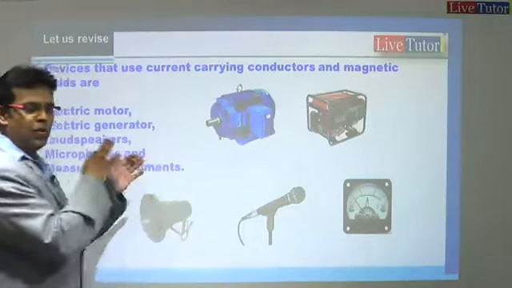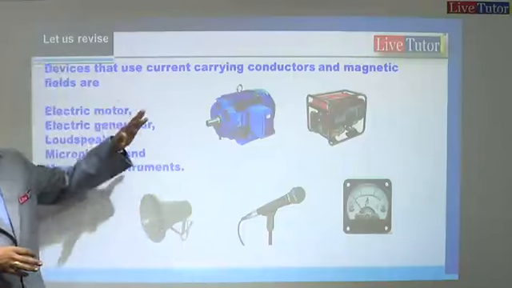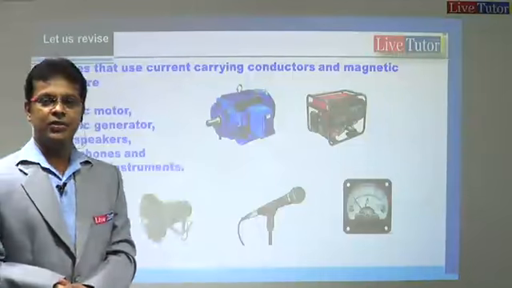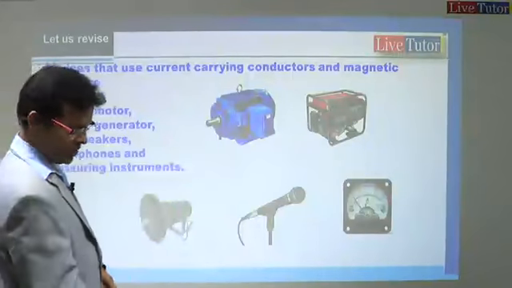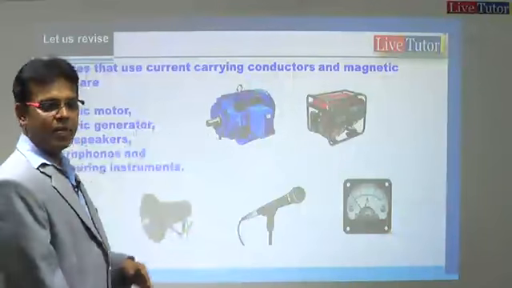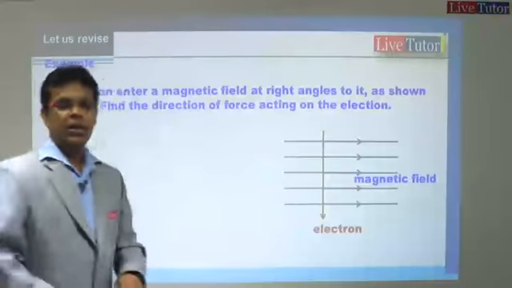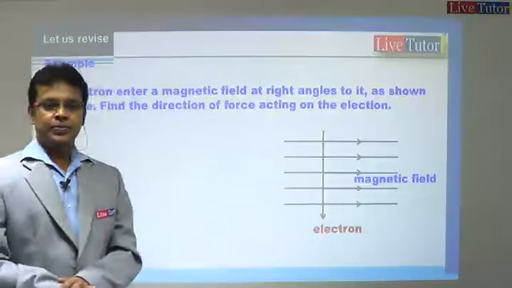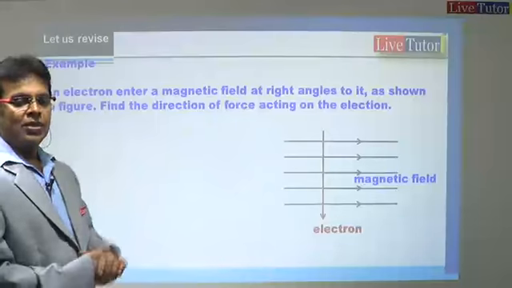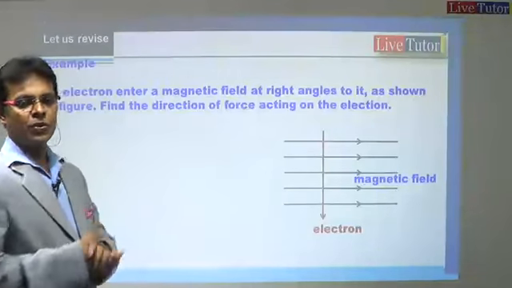So most of the devices are working on the relationship between the current carrying conductor and the magnetic field, which is a very interesting concept. So these are the examples. By looking at the pictures, you can easily remember. So the next question is one of the interesting questions you can see. This is relating to the previous chapter also.